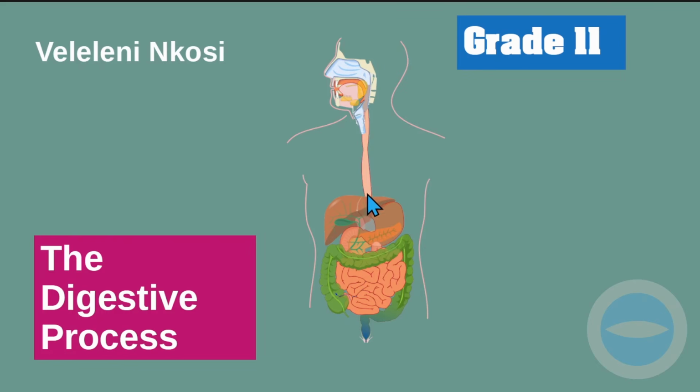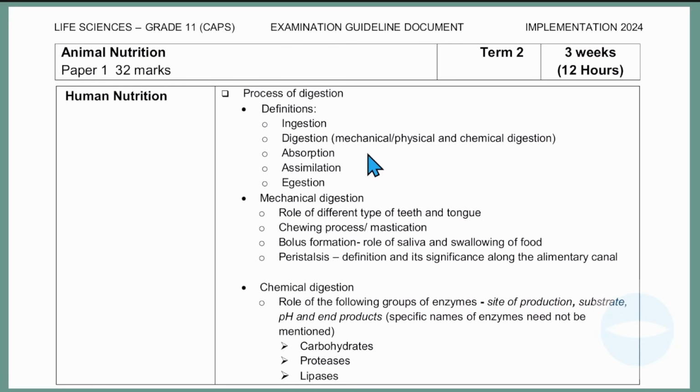clear. Like always, in all our videos we start by showing the examination guideline. So this is the examination guideline. It's for Life Sciences Grade 11 under the CAPS examination guideline document implementations 2024. This document is active from 2024 going forward, so it's the one that will be used. And now we are on animal nutrition.